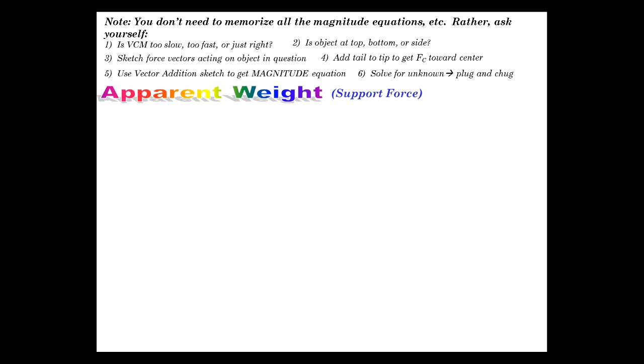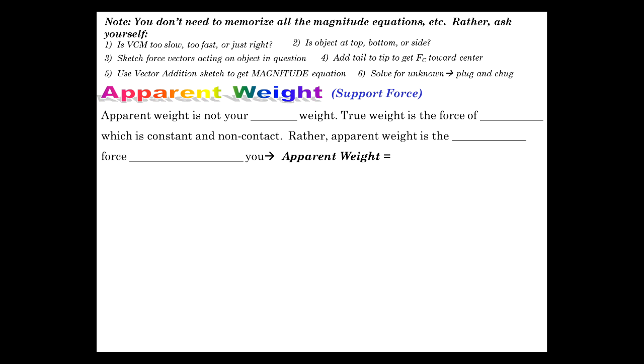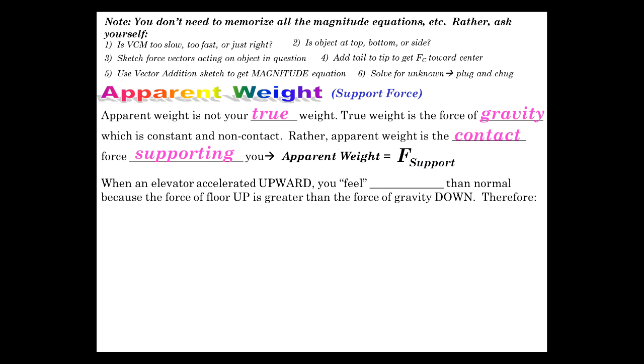And let me just comment also on apparent weight. So I've already mentioned it, but just to clarify, it is your support force. It's not your true weight. Your true weight is actually the force of gravity acting on you. It's a non-contact force. You always feel contact forces. Apparent weight is the contact force that supports you. So apparent weight is F support.